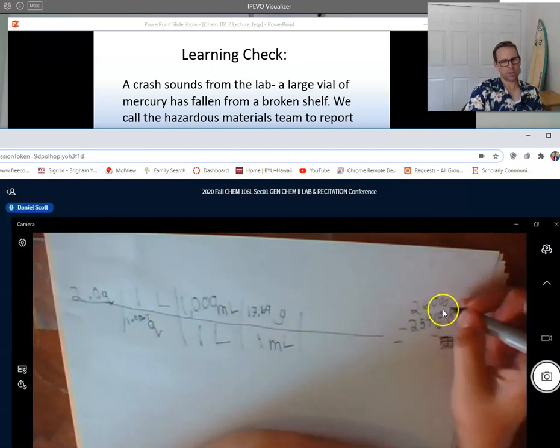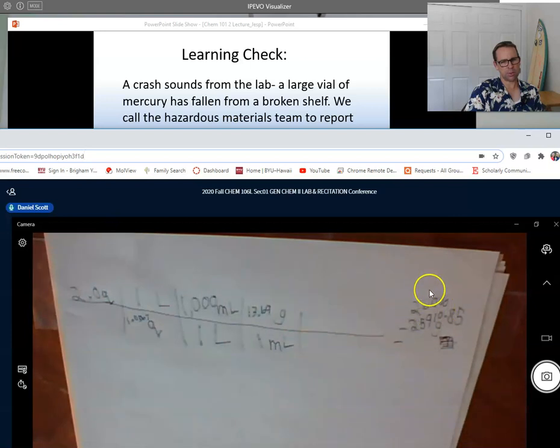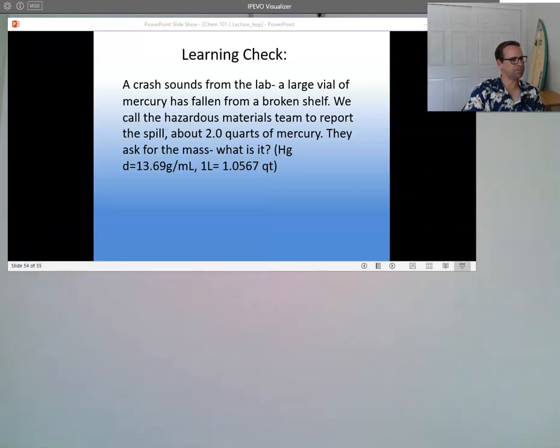Very good. That answer, don't put a decimal point, very good. 26,000 tells people that the second digit is the last significant digit. And we started with 2.0 quarts, just 2 significant digits. So that should be the answer. Very good. Why don't you go back to the slide now and take a look and see if we got it right.